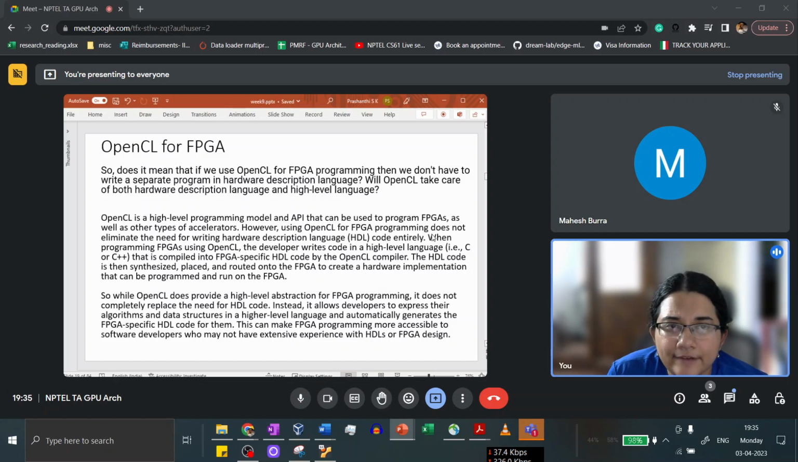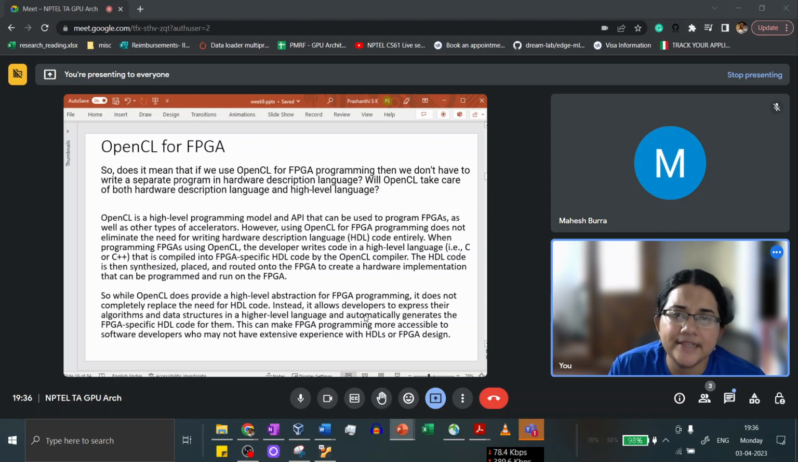Using OpenCL for FPGA programming does not eliminate the need for writing HDL code entirely. When programming FPGAs using OpenCL, the developer writes code in a high-level language that is then compiled into FPGA-specific HDL code by the OpenCL compiler. The HDL code is then synthesized, placed, and routed onto the FPGA to create a hardware implementation that can be programmed and run on the FPGA. While OpenCL does provide a high-level abstraction for FPGA programming, it does not completely replace the need for HDL code.